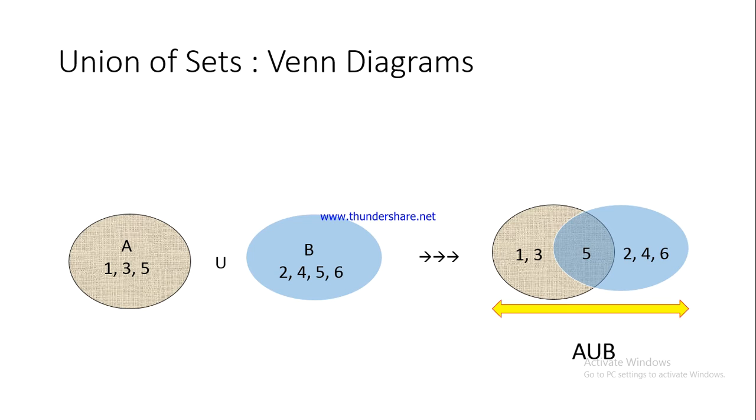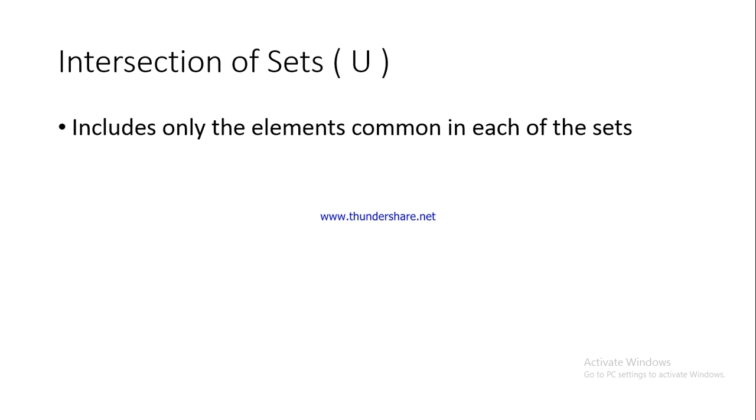Is this okay? Now this particular portion where the bluish and the greyish circle are overlapping and has the element 5 is called the intersection. Intersection includes only those elements which are common in each of the sets. So if you are trying to find out the intersection of two sets, if there is one element which is common, or maybe more than one element which are common to both the sets, they will be basically representing the intersection of the two sets.